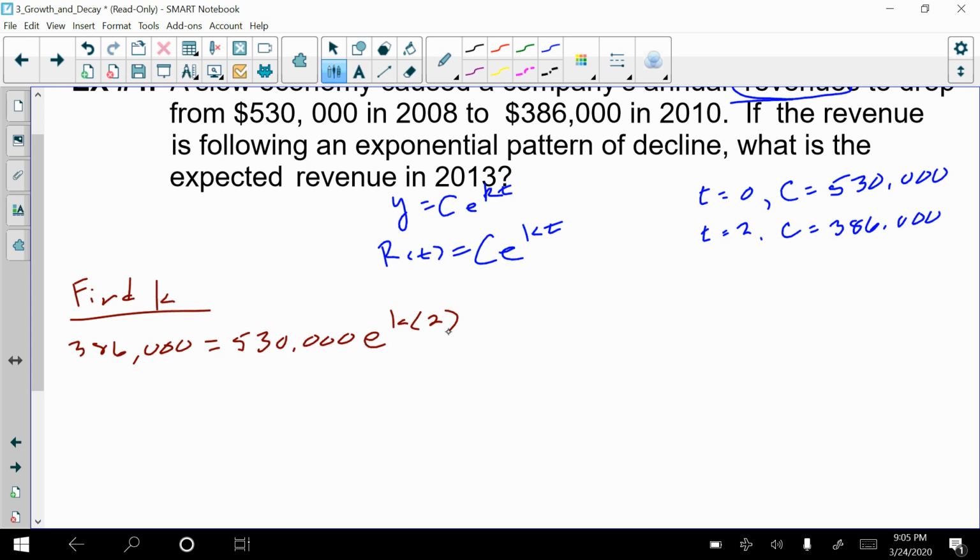Well, we can solve this equation. We have enough information now that we can solve this for k. So begin by dividing 386,000 divided by 530,000. And I don't know what that is as a decimal number. It's not a pretty decimal number. So as a fraction, it simplifies to be 193 divided by 265. And that will be equal to e to the 2k power.